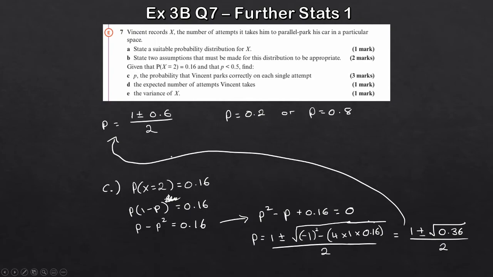But we're given a bit more information in the question. P has to be less than 0.5. Well, that instantly rules out this solution here. We can't have that one because it's bigger than 0.5. So therefore, P must be 0.2. So part C here, P is equal to 0.2. Okay, so that's what you've got to do for that one.